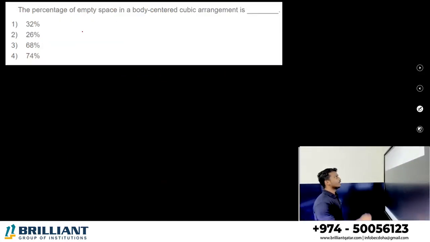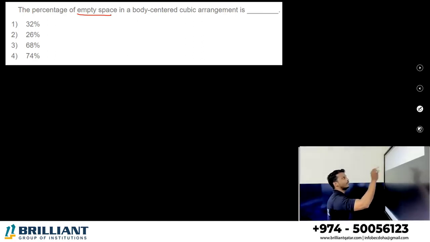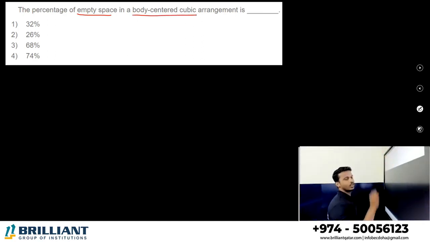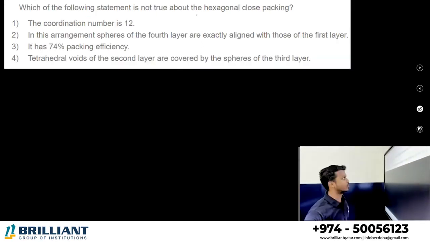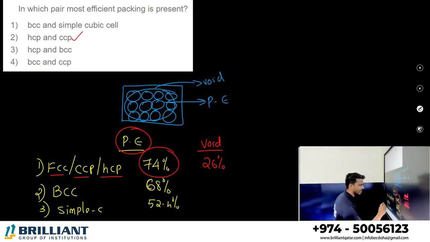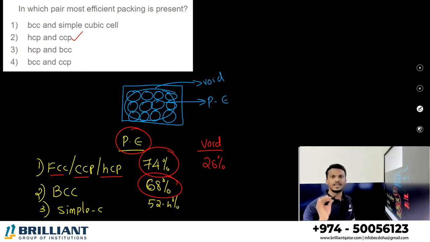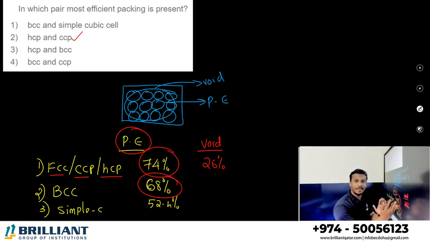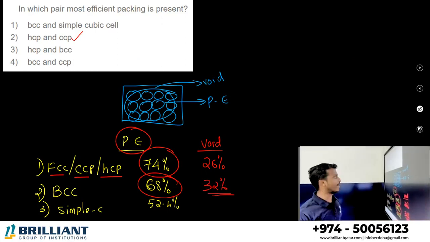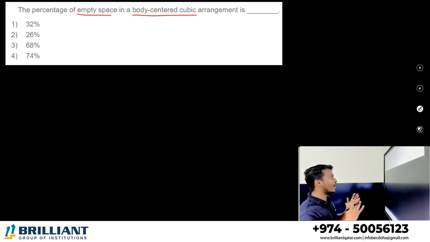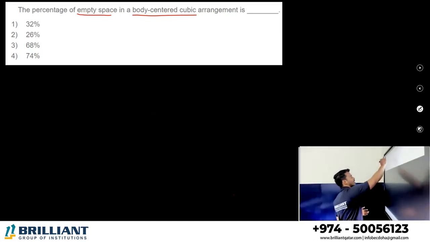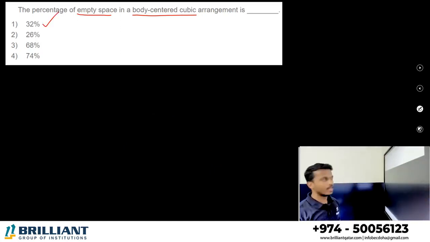Next one. What is the percentage of empty space? Which means they're asking you void. What is the percentage of empty space in body centered cubic? I told you in the previous question. In BCC, 68% is the packing efficiency. So what is the free space? 100 minus 68, that is 32%. So the percentage of empty space in body centered cubic is 32%.